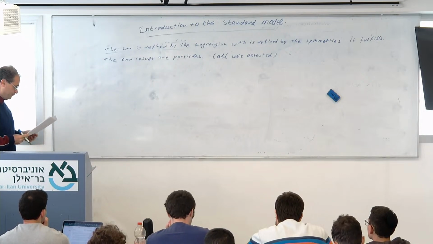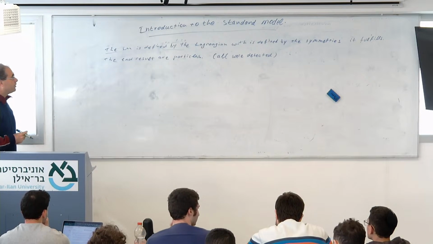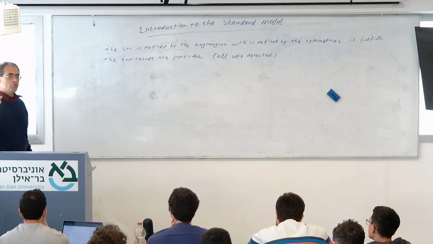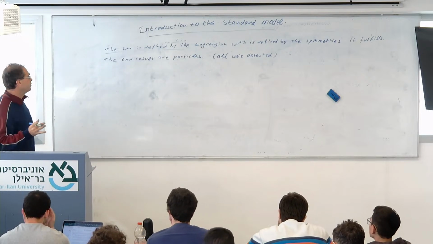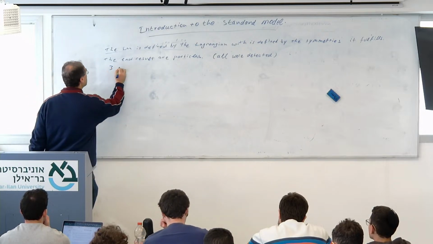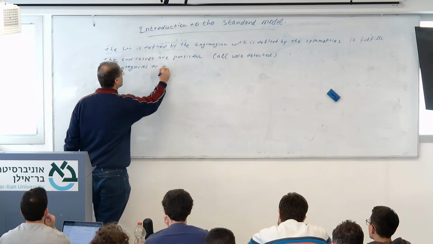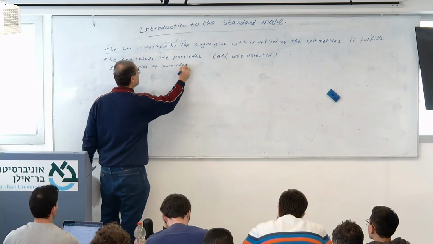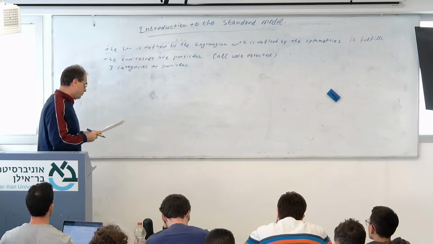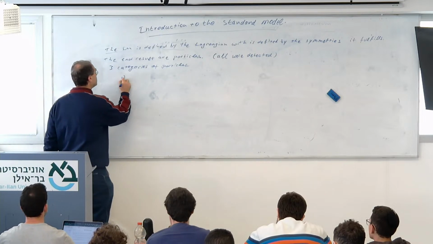Now, the particles in the standard model are divided into three categories. So there are three categories of particles. The first category is the fundamental fermions.